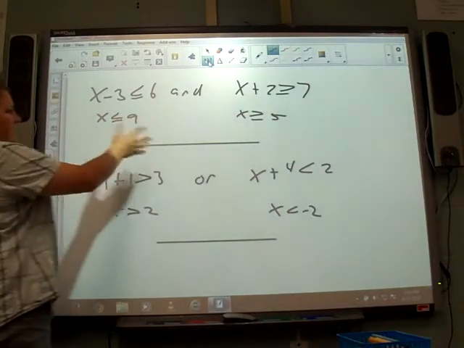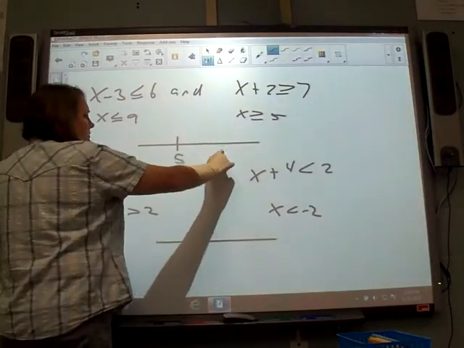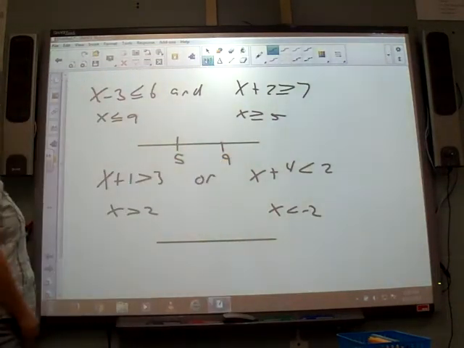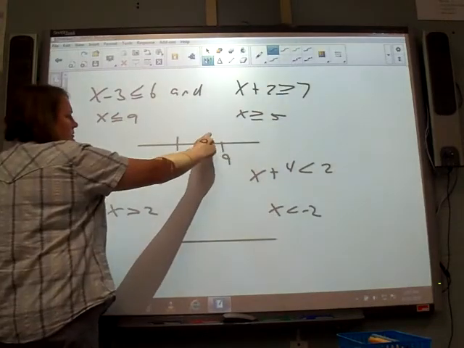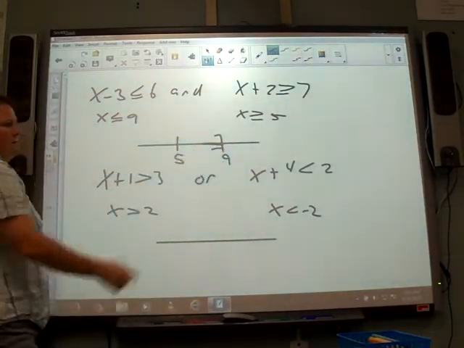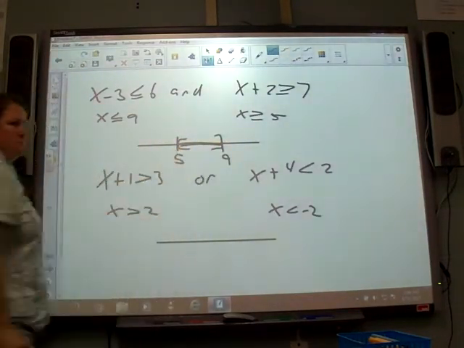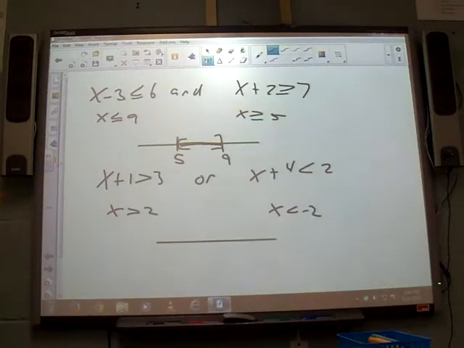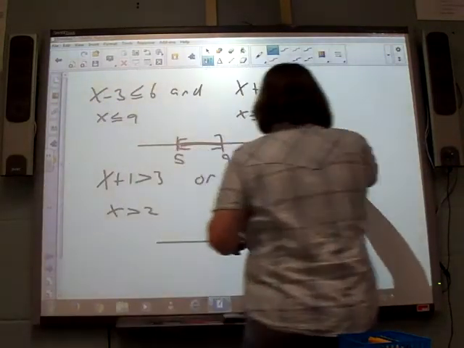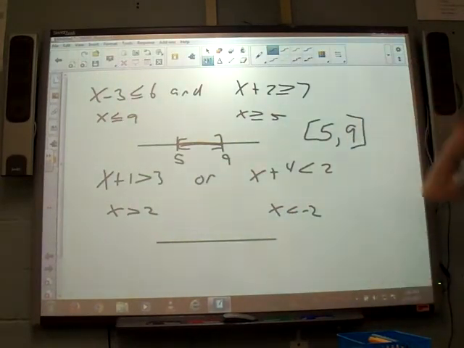So I've got 9 and 5. I need to make sure I put them in the correct numerical order. 5 is smaller than 9. Okay, so if I'm less than or equal to 9, it's got a bracket and it's coming to the left. If I'm greater than or equal to 5, it has a bracket and it's going to the right. Is that good on my number line? Yep. Okay, good. My interval notation would be 5, 9, and they both got brackets because they both got the equal bar underneath it. How'd you do? Splendid. I like it a lot.